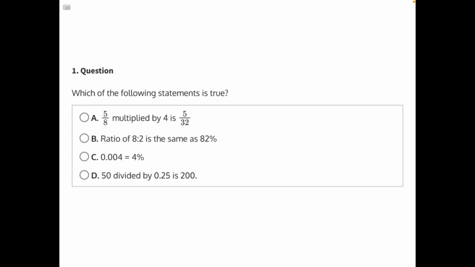Which of the following statements is true? Let's start with answer choice C, because for answer choice C, to change a decimal to a percent, all we need to do is multiply it by 100, which is pretty quick to do. We just need to move our decimal 2 places to the right, and that will give us 0.4%, which does not equal 4%. So C is incorrect. Next, let's look at answer choice B.